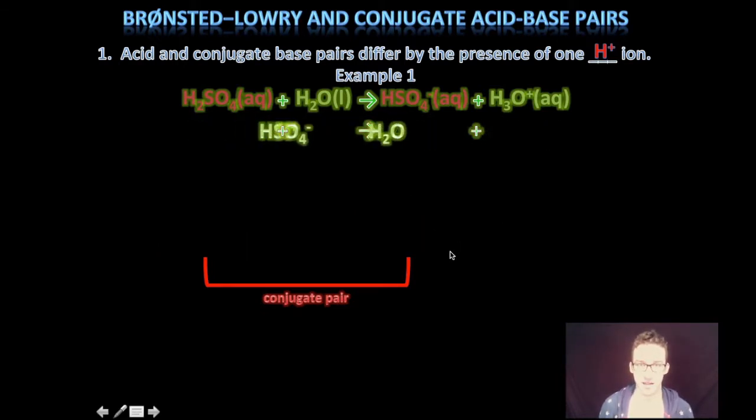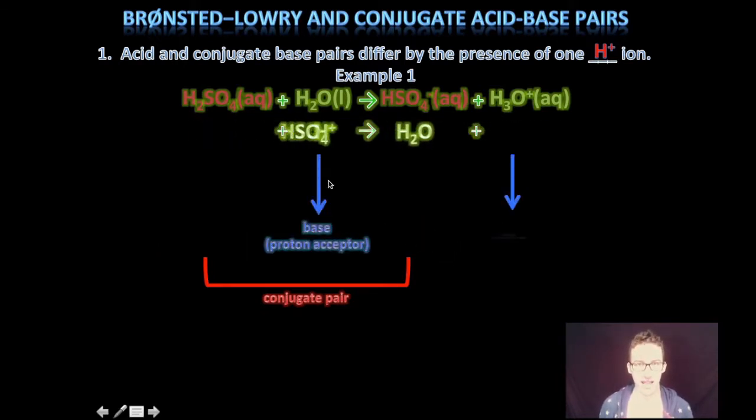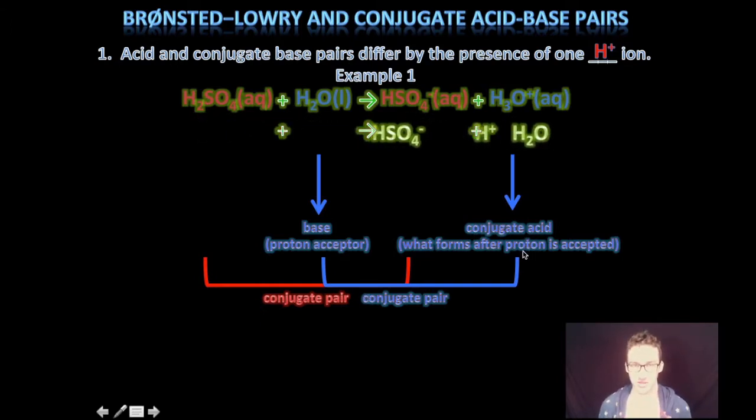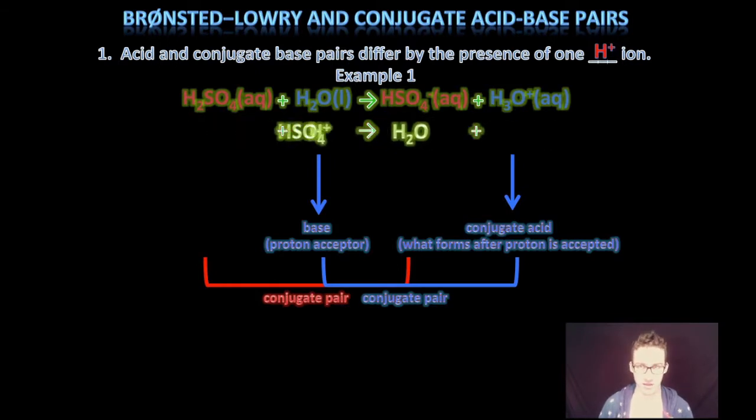There is a second conjugate pair in this reaction though. As we take a look at the water molecule, it is acting as a base or a proton acceptor. Its conjugate acid is what forms after it has accepted the proton. So again, a conjugate acid-base pair is simply going to be two things that differ by the presence of one hydrogen ion in solution.